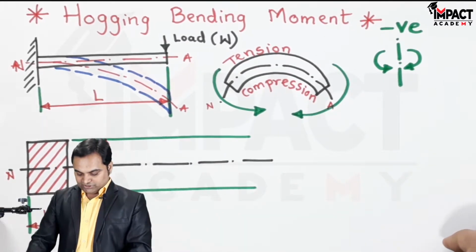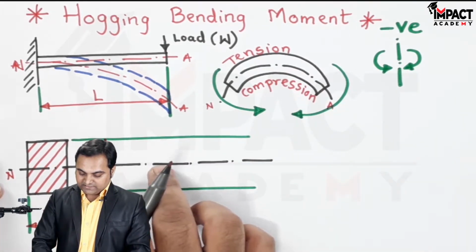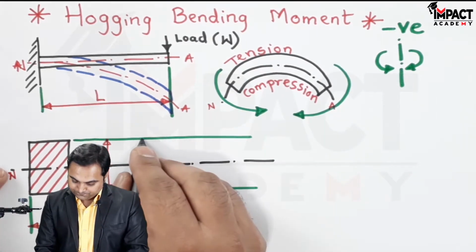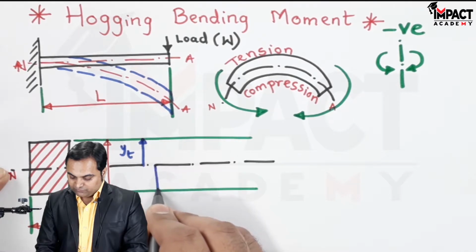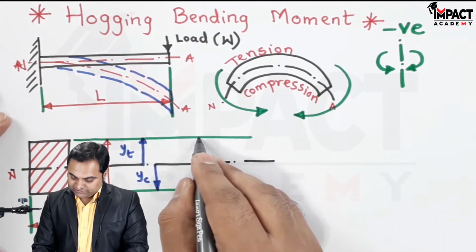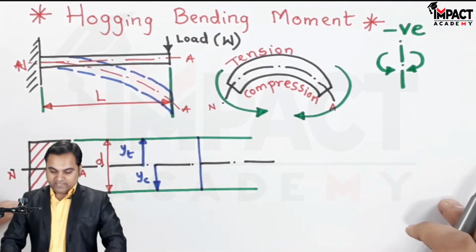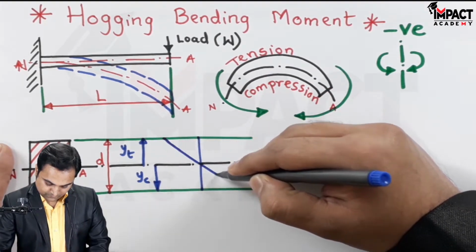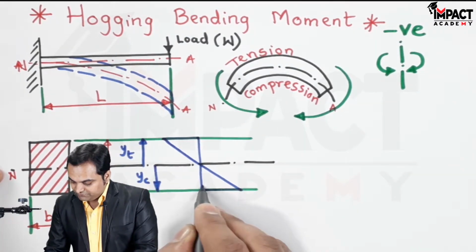Here there is a rectangular cross section having width B and depth D. Because of the hogging bending moment, as we see, from the neutral axis up to the top, the layers are in tension, so denoted by Y suffix T. And from the neutral axis to the bottom, subjected to compression, so denoted by Y suffix C. And so the bending stress distribution diagram is in this way. Like here we have tensile stress at the top and compressive stress at the bottom. So the nature or the signs should be opposite.